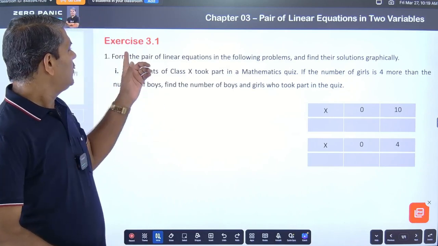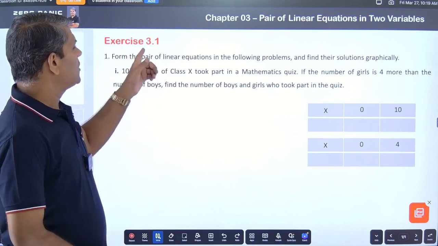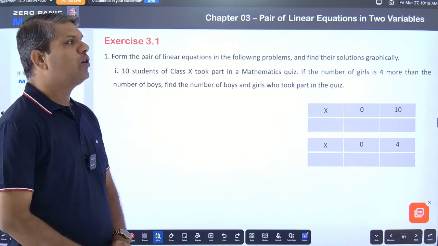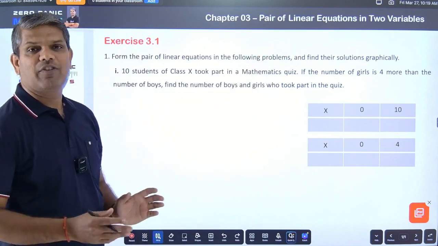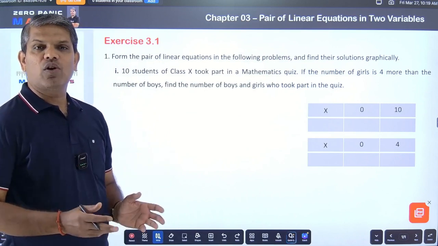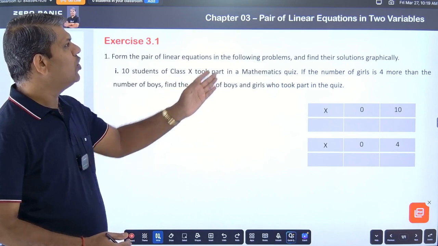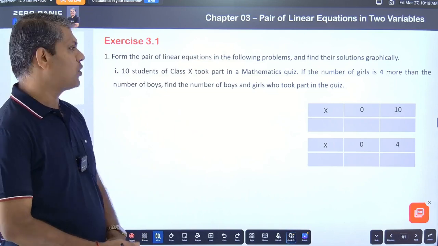In today's session, we are going to start our discussion on exercise problems 3.1. In this set of questions, we are going to solve the pair of linear equations in two variables by graphical method. But before you start watching this video, I recommend you to watch the introduction video on chapter 3 to better understand the concepts in these problems.